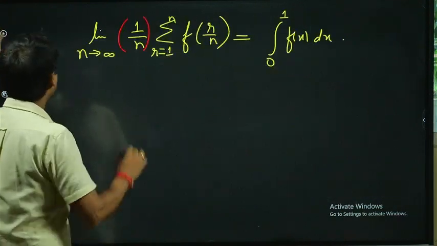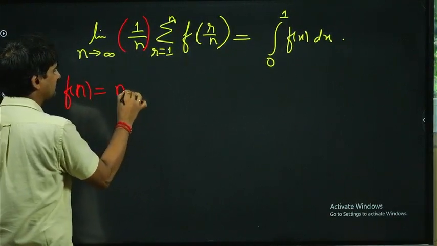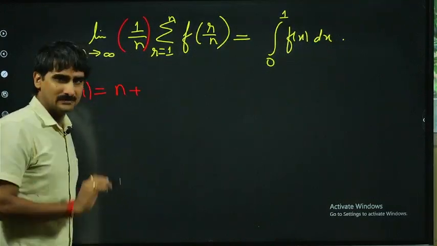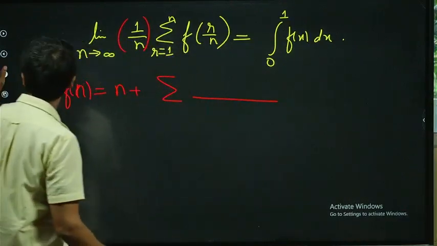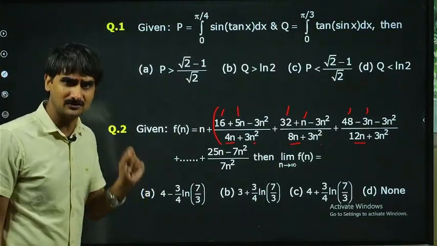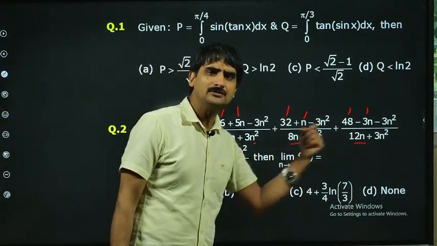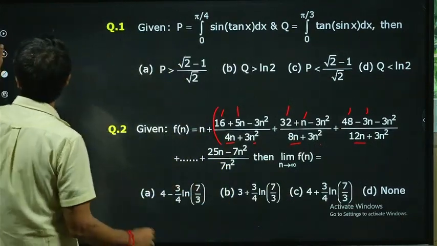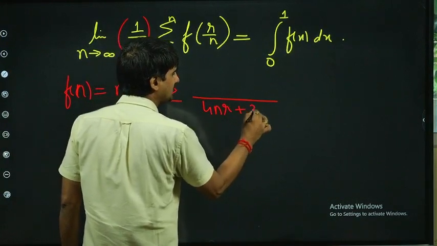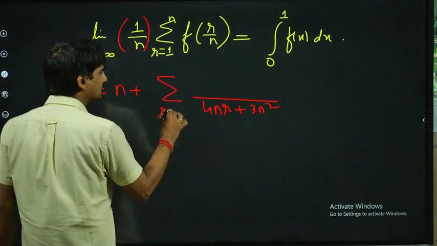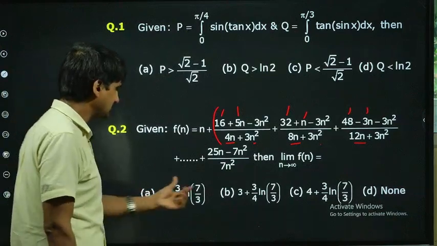Okay, so I'll be writing it as f of n is equal to n plus summation of, first I'll be writing the general term because that seems to be simpler for me for the denominator, which is 4nr, 4n into 1, 4n into 2, 4n into 3, so 4nr plus 3n squared, where r goes from 1 to, is it n or not? That I will match with the last term.